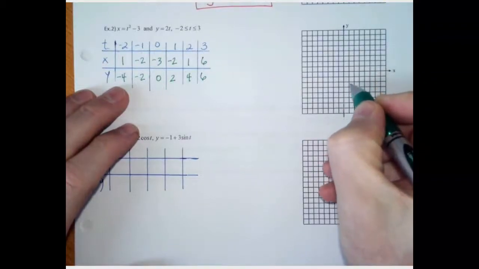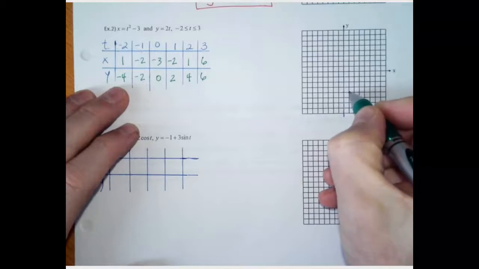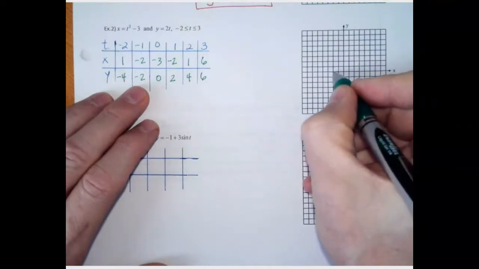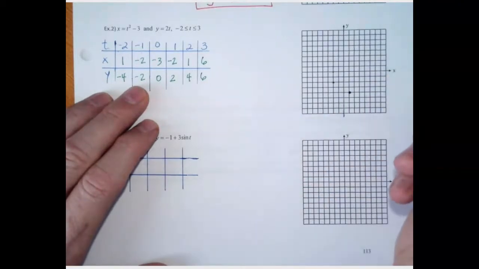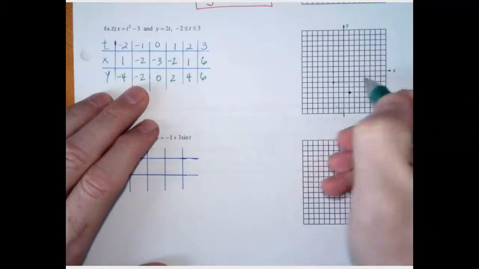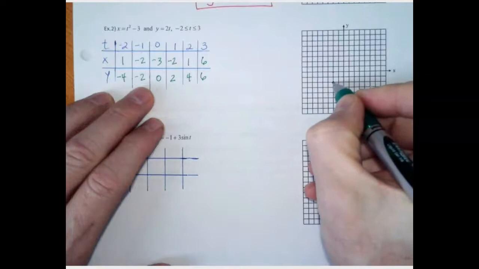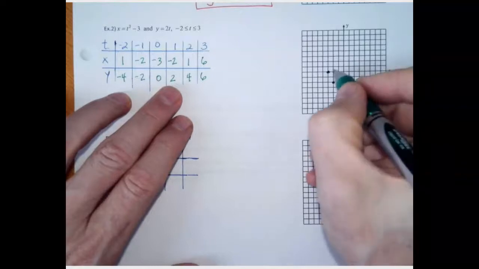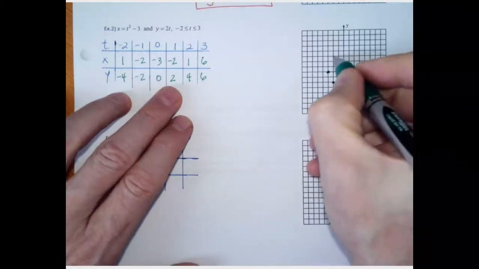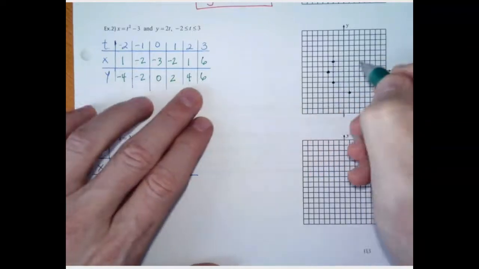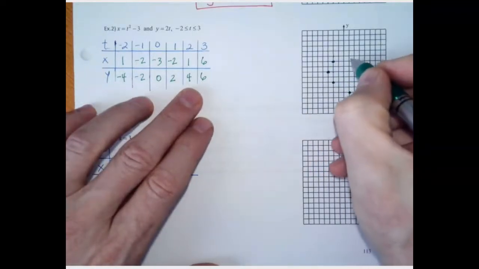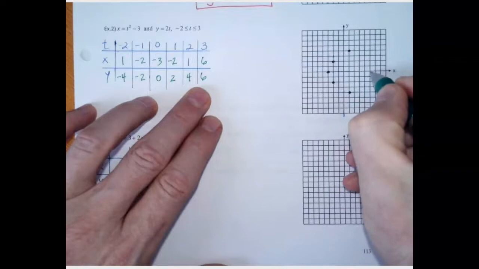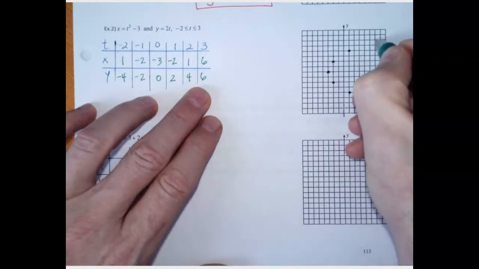1, 1, 2, 3, 4. And then -2, -2. And then -3, 0. And then -2, +2. And then 1, 4. And then 2, 3, 4, 5, 6. 1, 2, 3, 4, 5, 6.